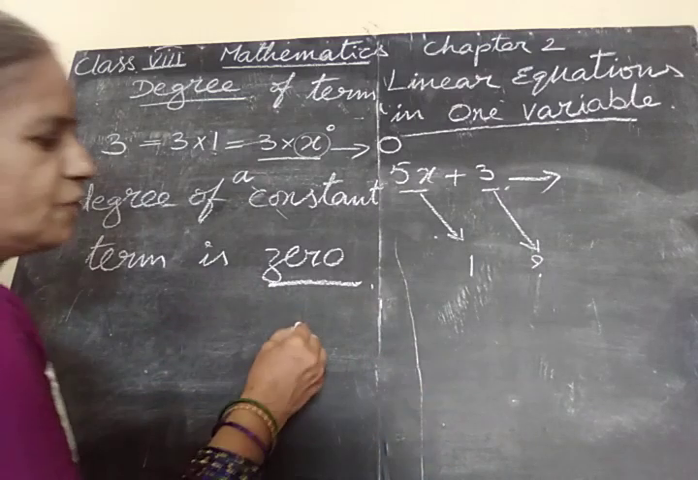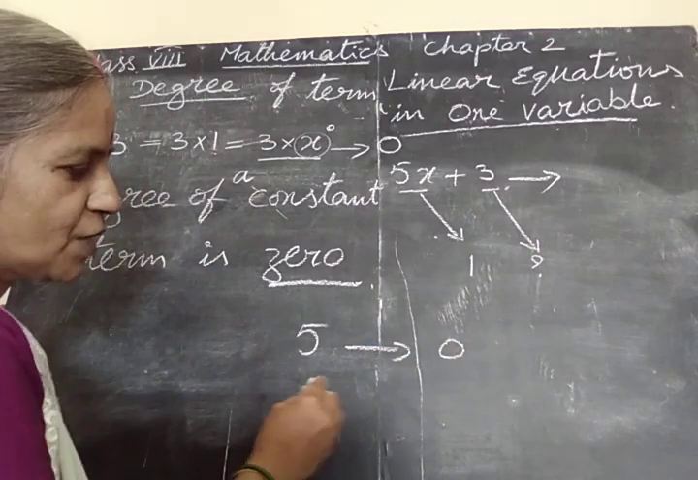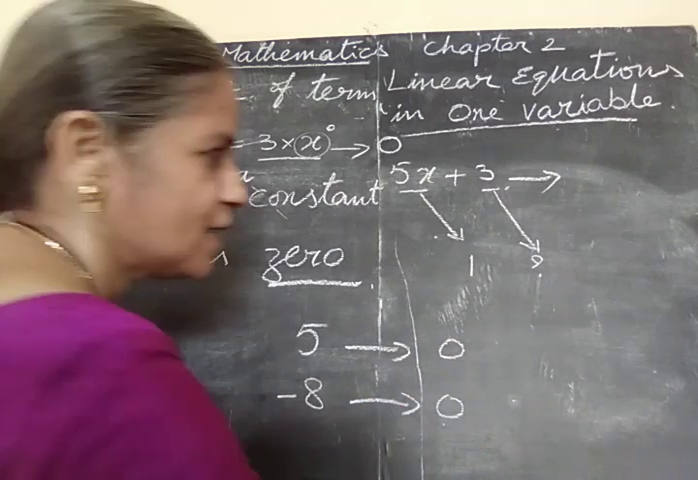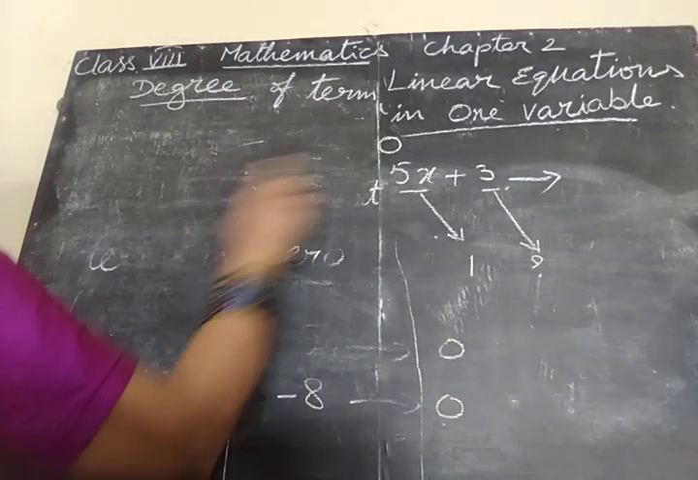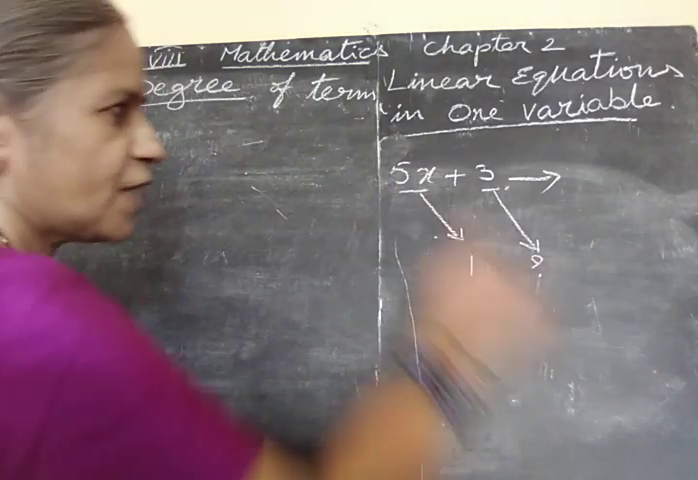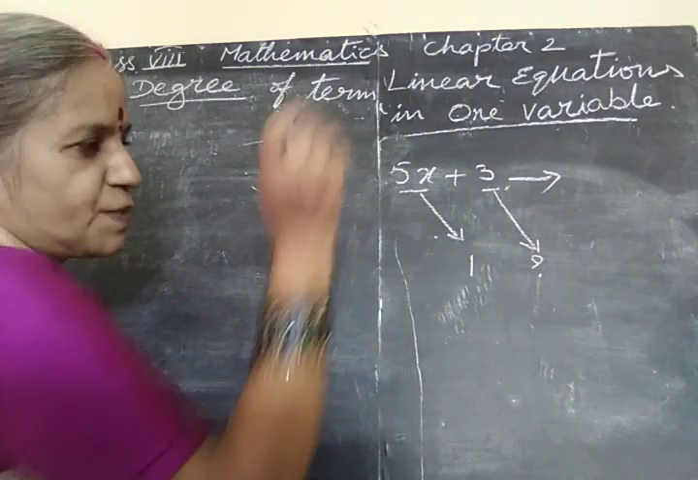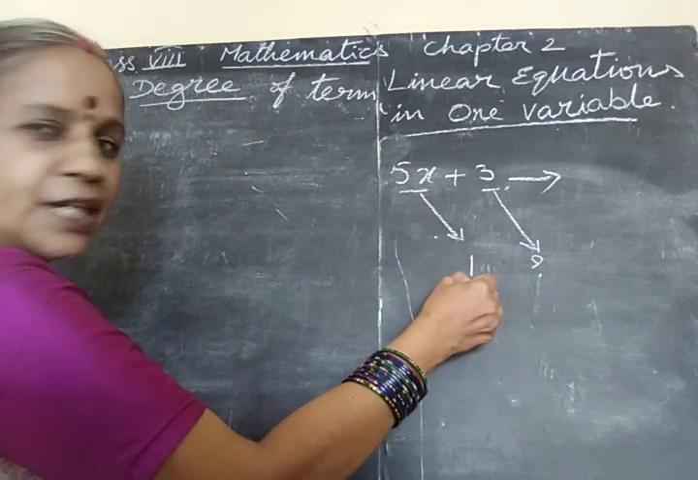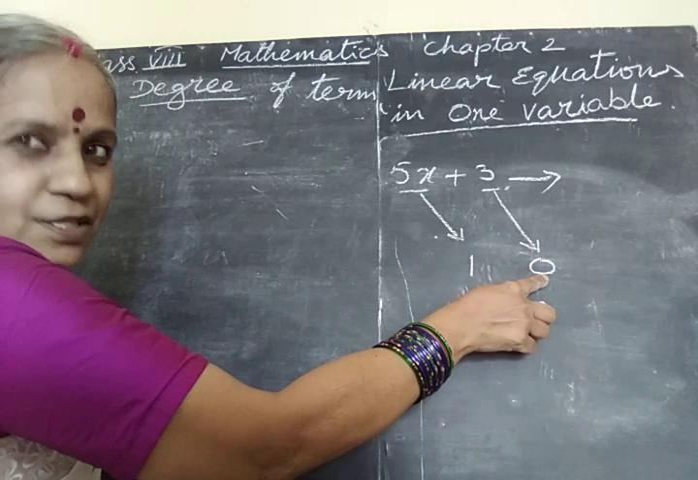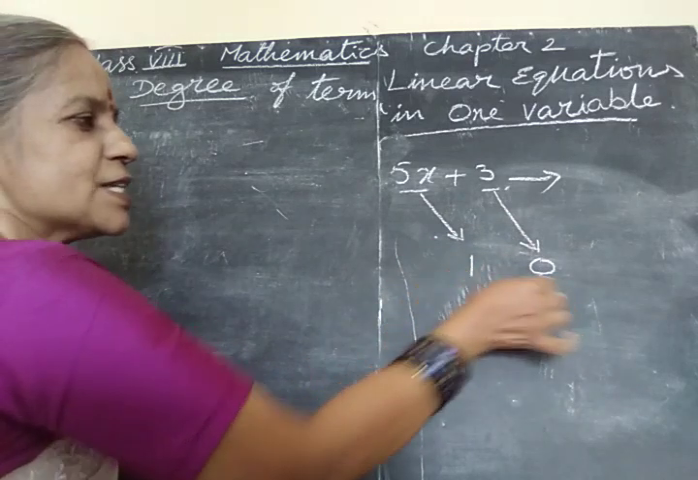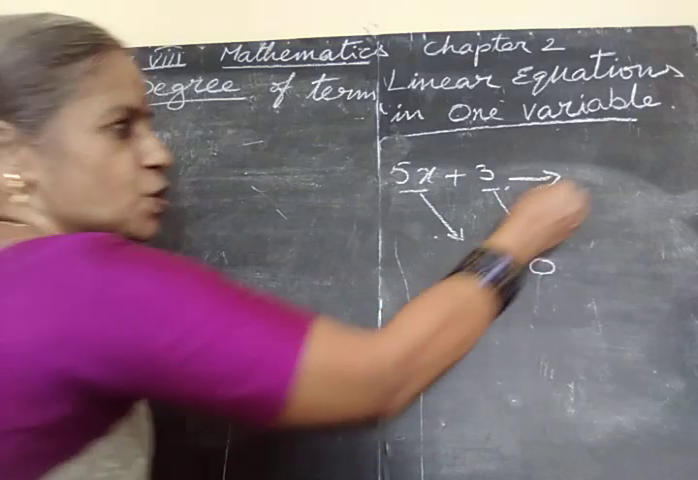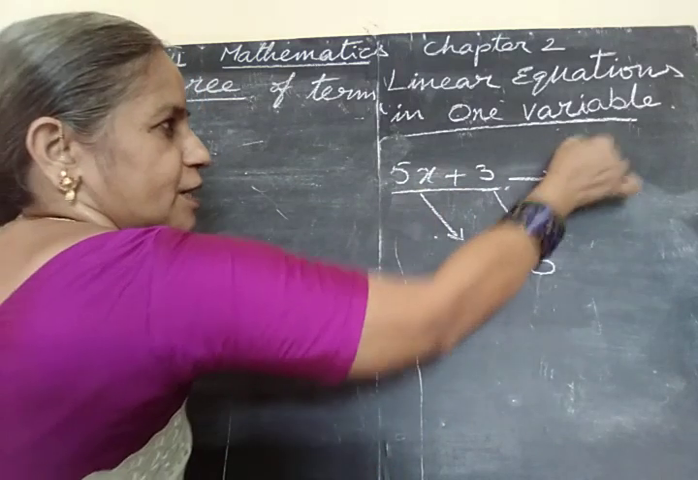See, what is the degree of 5? 0. What is the degree of minus 8? 0. Understood, children? Now, the degree of the expression 5x plus 3. For the term 5x, the degree is 1. For the constant term, the degree is 0. In these two, which degree is highest? 1. So the degree of this expression is 1 only.